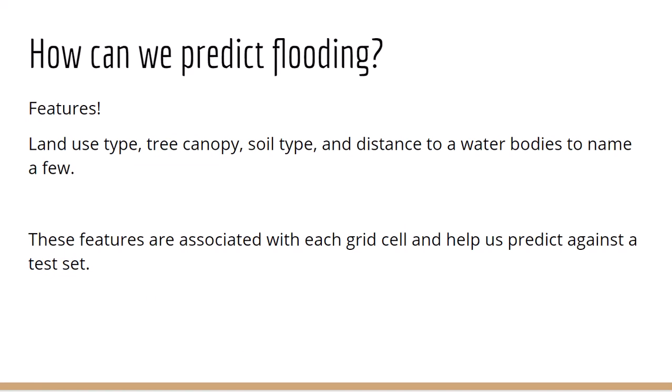We use features to predict inundation. Features such as land use type, demographic data, tree canopy, soil type, and distance to water bodies. Our model identifies the common characteristics associated with inundated or not inundated areas.